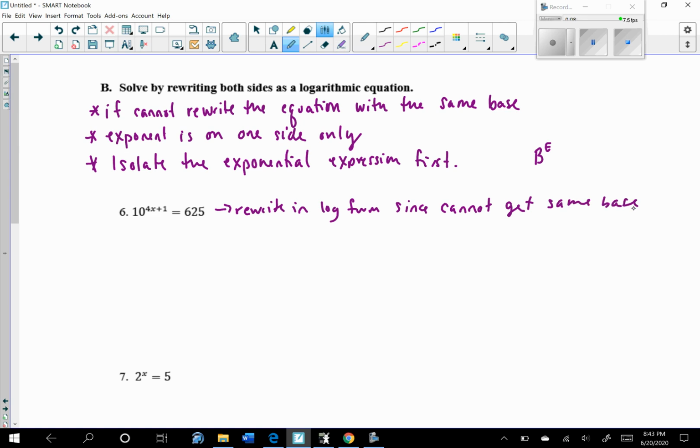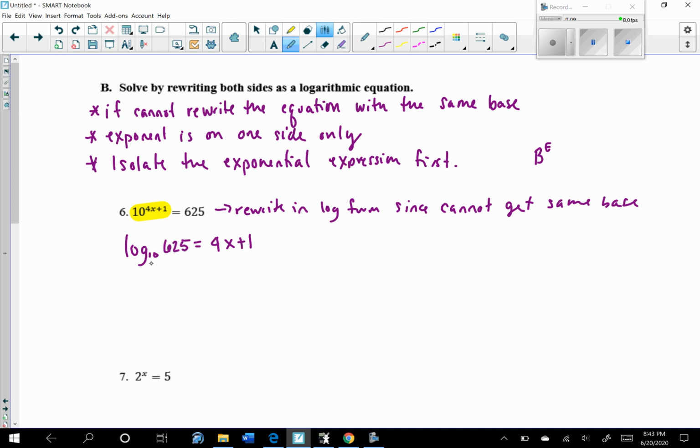So for this, make sure you isolate the exponential expression part first, which it's already done. So the exponential expression part is right here. It's the base with the exponent, 10 to the 4x plus 1. So I'm going to isolate that, done. Now I can go ahead and rewrite it in log form. So remember, the base stays the base, so this is the log base 10 of 625 is equal to the exponent, 4x plus 1. So that's why we like to write it in log form, because it allows us to take this exponent and bring it down so it's no longer an exponent. And then, of course, we can go ahead and actually solve.